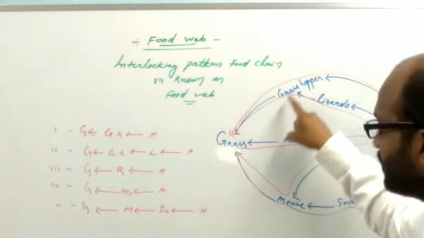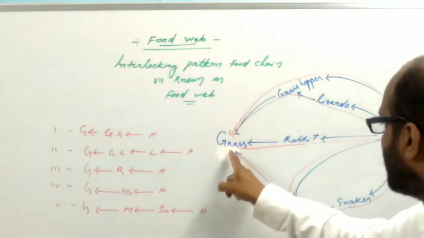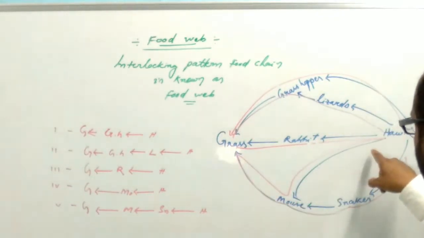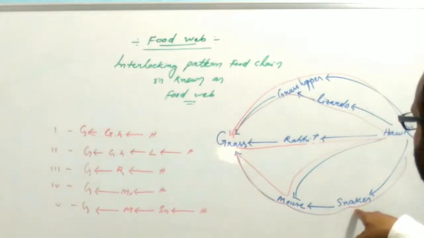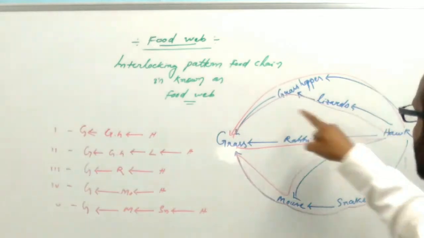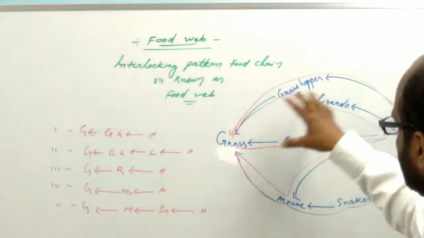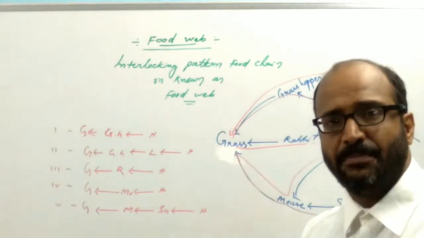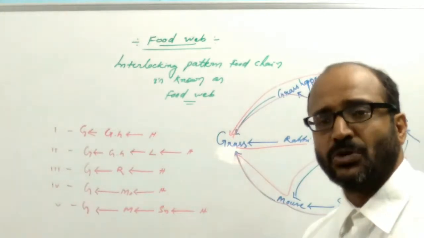If the grasshopper is absent, then the grass is eaten by the rabbit. If the rabbit is absent, the grass is eaten by the mouse. If the hawk is absent, then the mouse is eaten by the snakes. If the hawk is absent, then the grasshopper becomes the food of the lizards. So this is one type of alternative arrangement actually made by nature in our ecosystem.